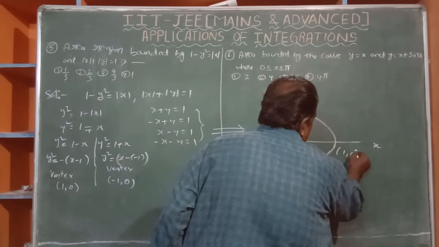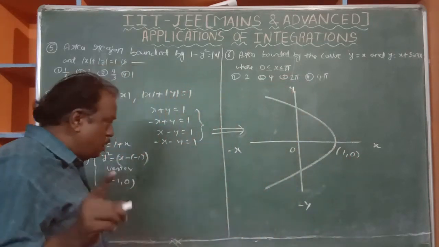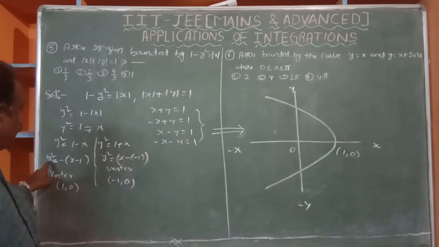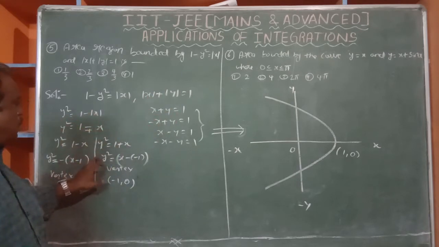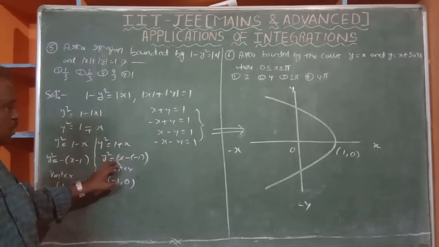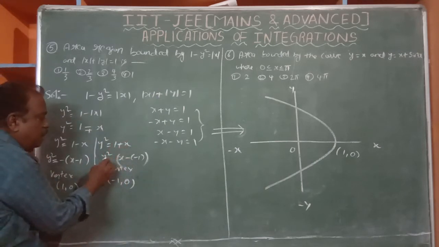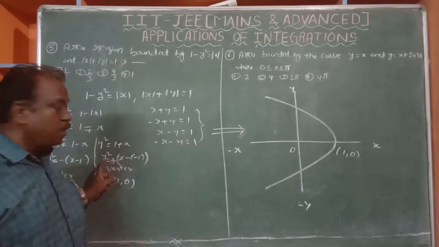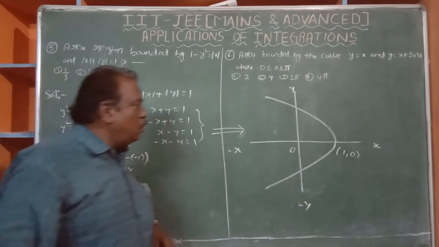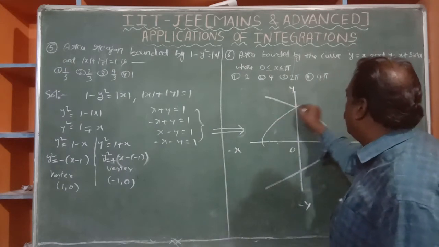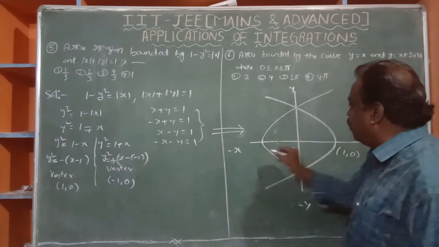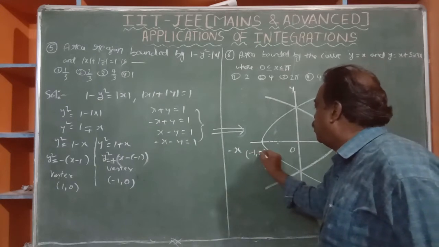It is 1 comma 0. Try to understand it better. It is knowledge. Y square is equal to minus 4x, the curve is symmetric about the minus x-axis, whereas y square is equal to plus 4ax, here plus is there, means it is symmetric about the plus x-axis. So the curve is like this. Here it is minus 1 comma 0.